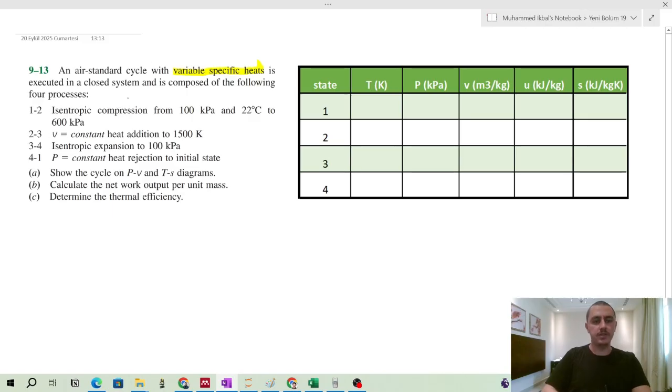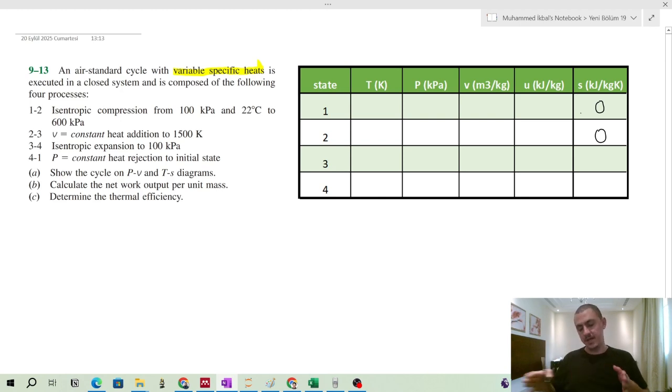We have a closed system, so mass is constant. At the beginning, isentropic compression from 1 to 2. This is the first process. Isentropic compression means S1 and S2 are equal to each other. I can set any reference value. The entropy change is important, but the entropy value is not important.